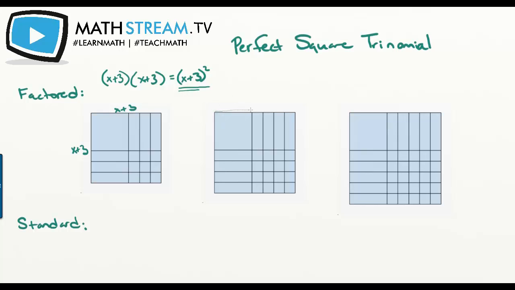Same idea. X plus 4 by x plus 4. So I could write that as x plus 4 times x plus 4, or I could simply write it as x plus 4 squared. And then lastly, we have x plus 5 by x plus 5. Again, a perfect square in shape, and we would write that as x plus 5 times x plus 5, or just x plus 5 squared. So in factored form, we have x plus 3 squared, x plus 4 squared, x plus 5 squared.